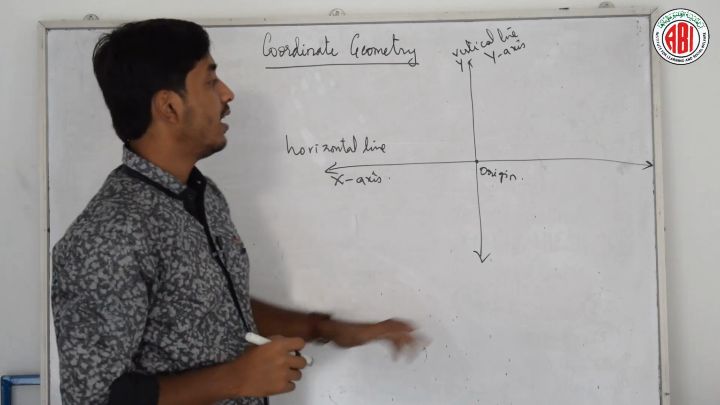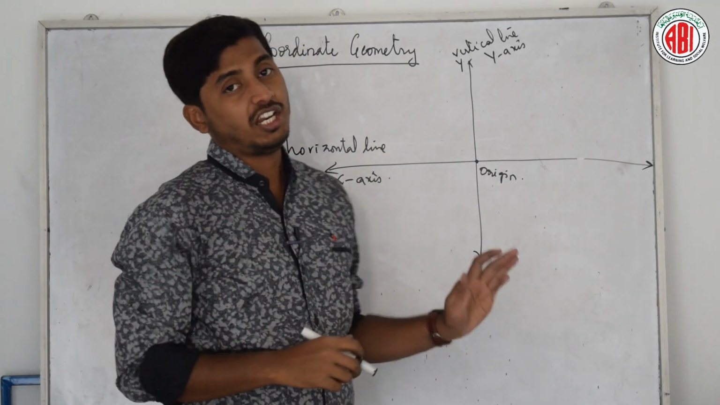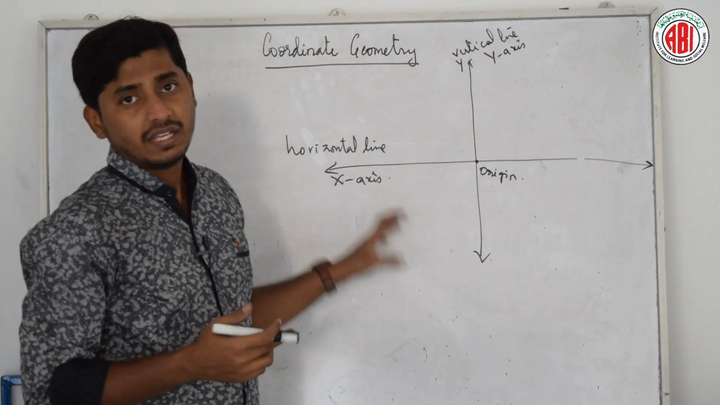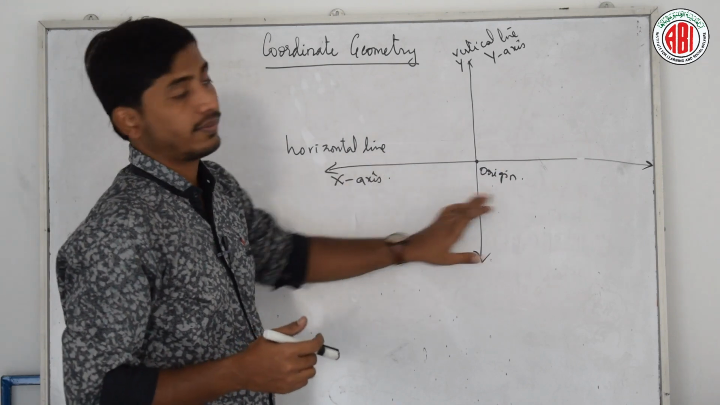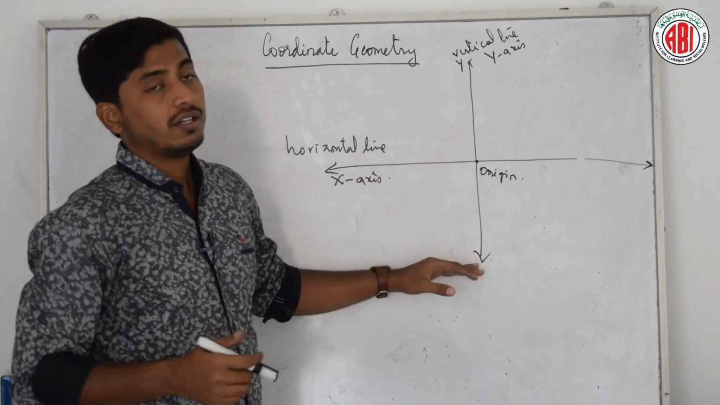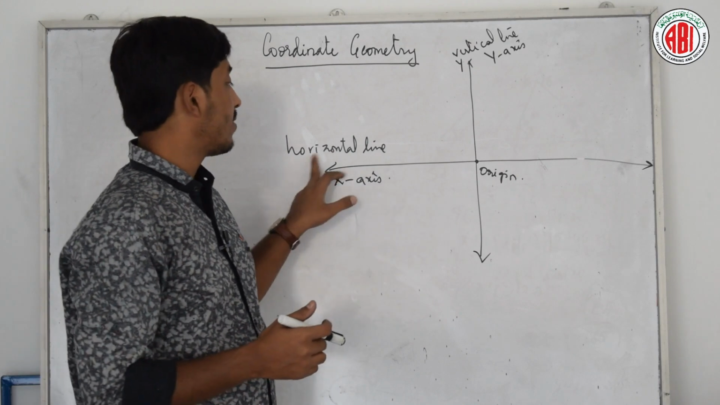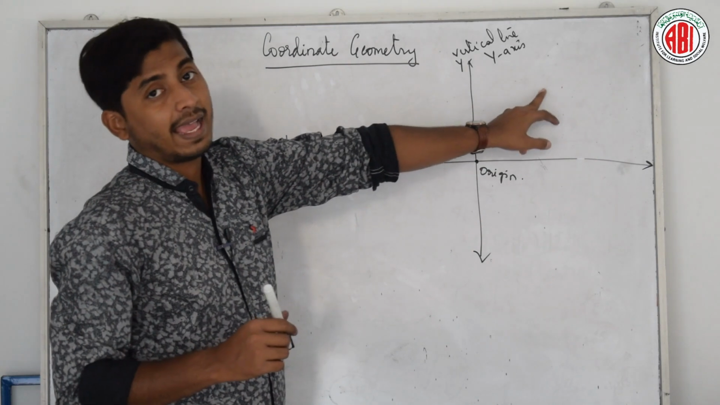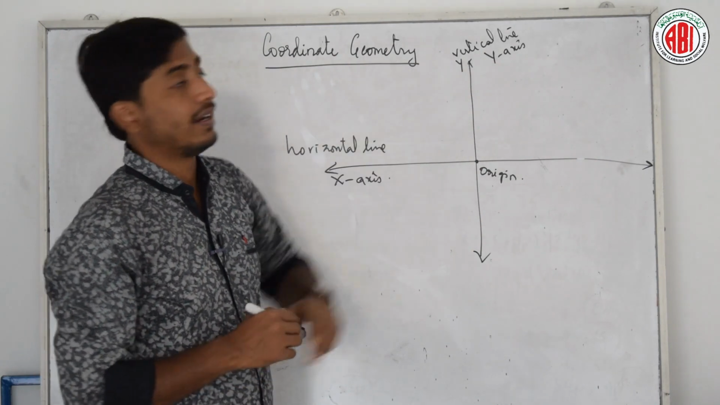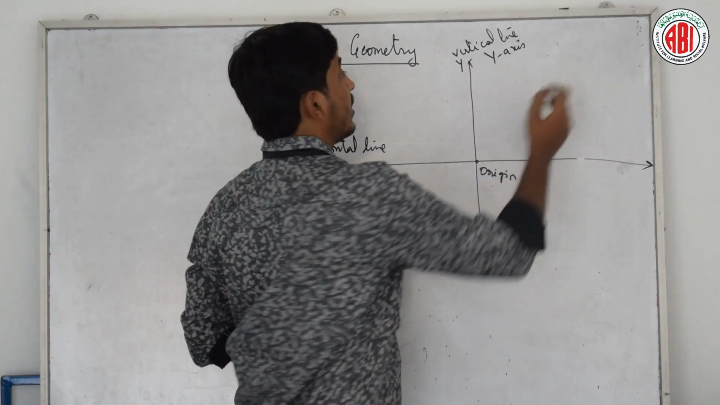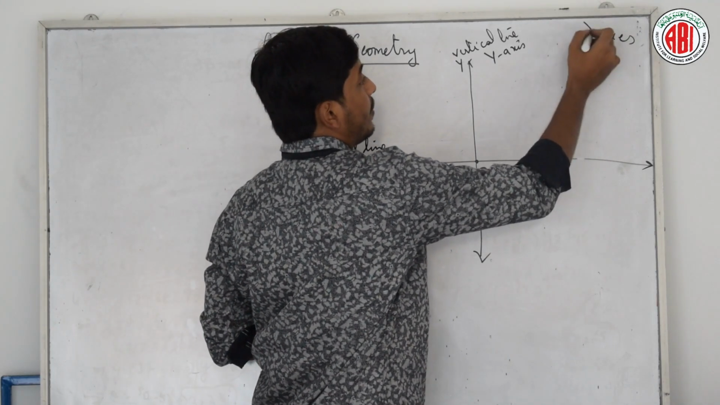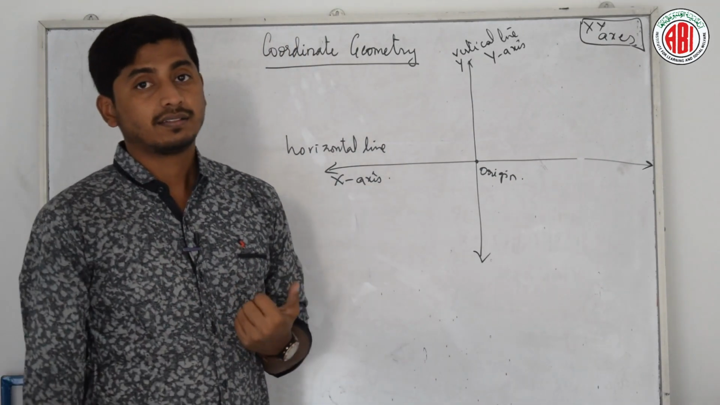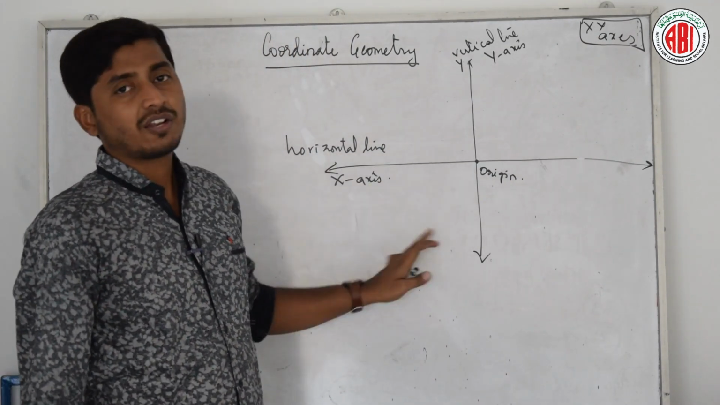Once again let me tell. We are dividing the whole plane, let us take some paper, into 4 parts by drawing two lines. What are these lines called? One is the horizontal line, called the x-axis. One is the vertical line, called the y-axis. Axis is singular; the plural is axes. Simply it is called the xy axes. Is it clear?